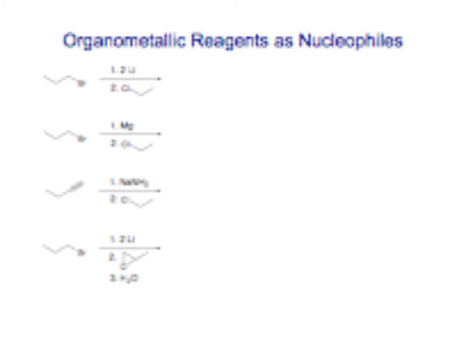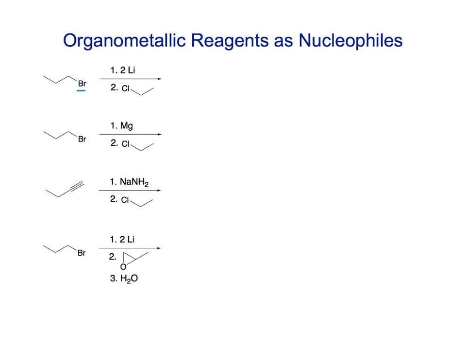All right, so let's look at what we're really going for. Let's look at some nucleophilic reactions. Let's start out by making these strong nucleophiles. If we react this alkyl bromide with 2 lithiums, we make this propyl lithium. What if we add chloroethane to it?